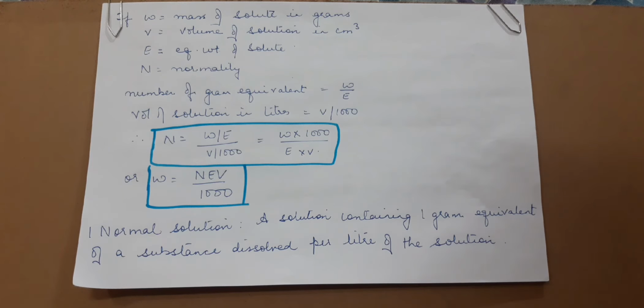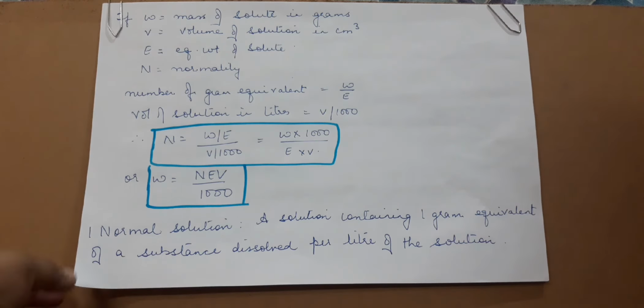So all these terms are similar with slight differences, but they are very important differences. Normality, N, we are talking about number of gram equivalents. Molarity, capital M, we are talking about number of moles. Molality, we are talking about number of moles. Formality, we are talking about the formula mass.